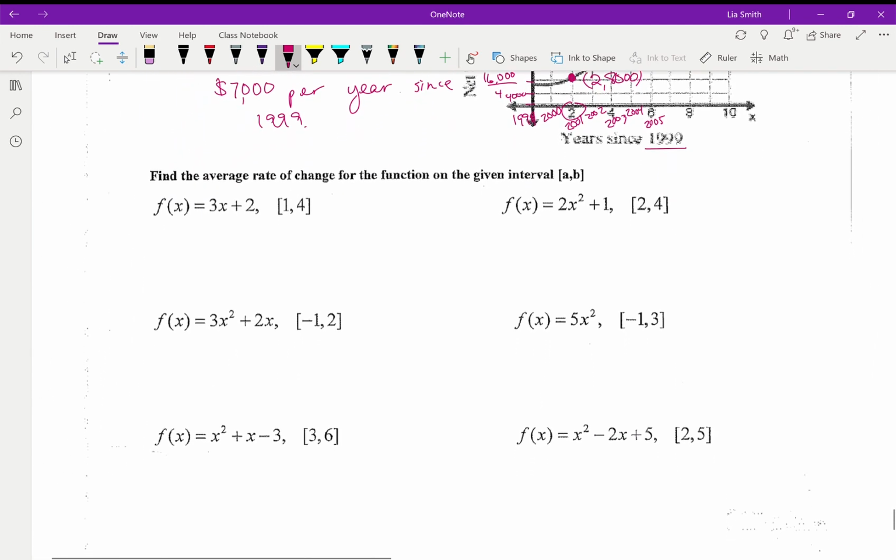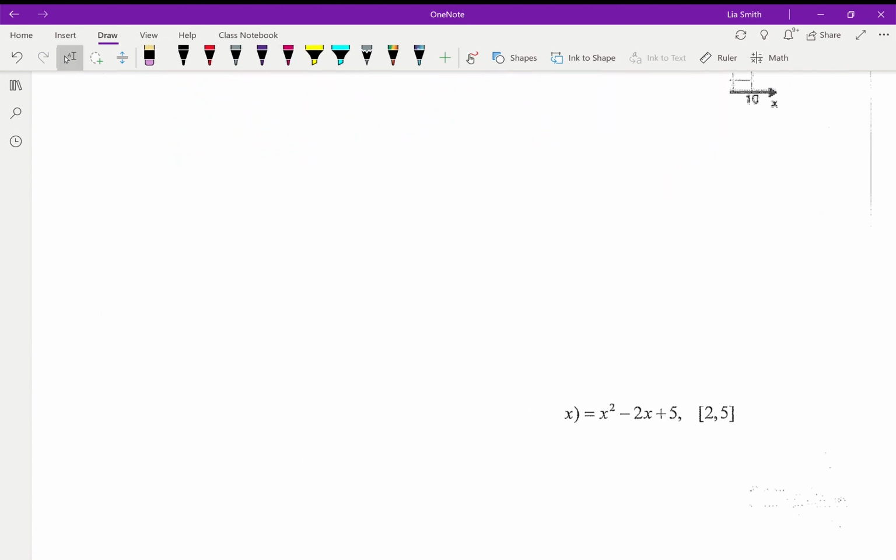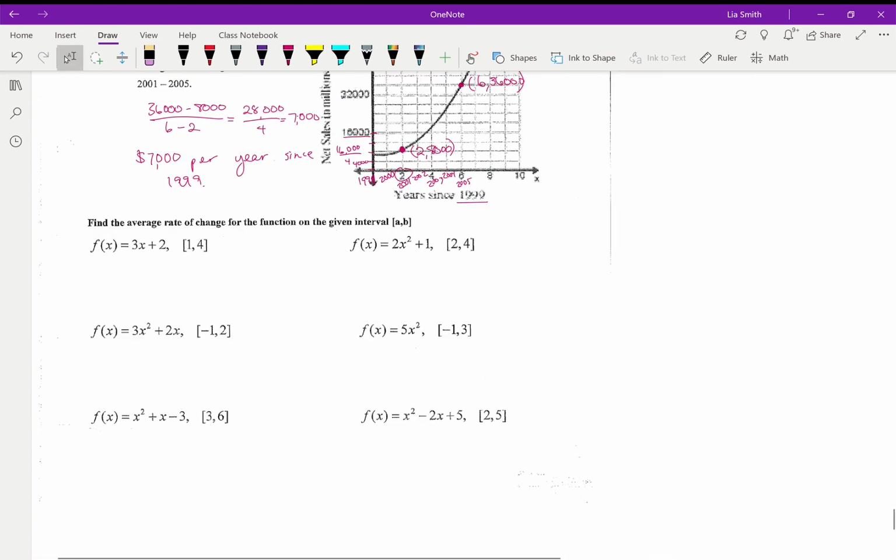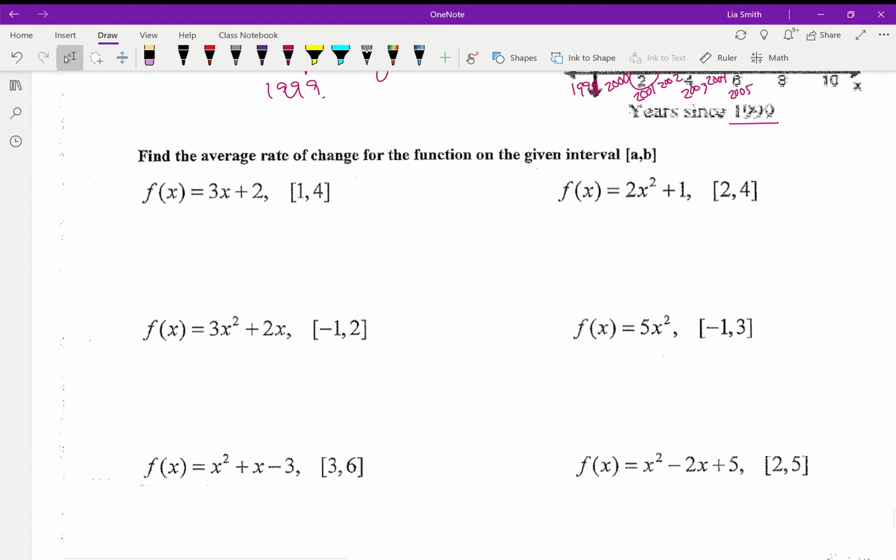Okay, your last section of notes is just interpreting the function. This is just like the example that we did at the very beginning. I'm going to do one with you, and then you are going to pause the video, do the rest on your own, and then come back and check your work.